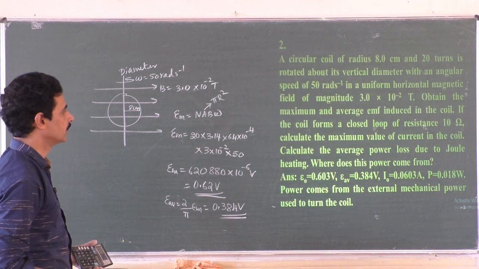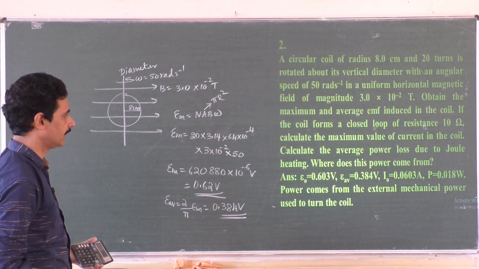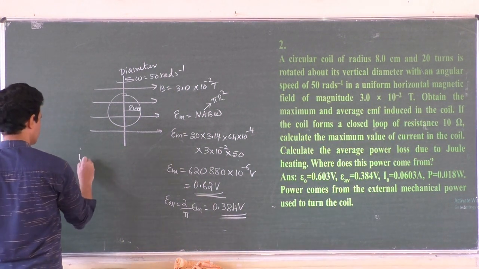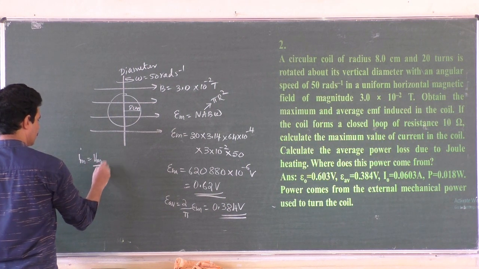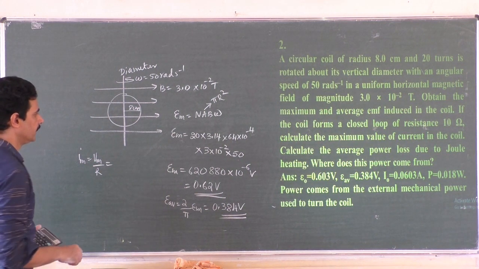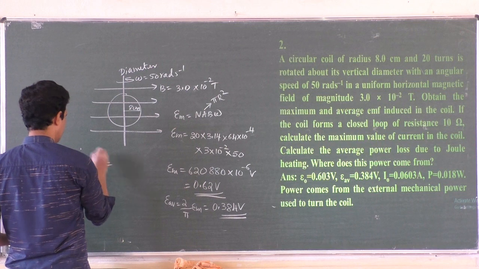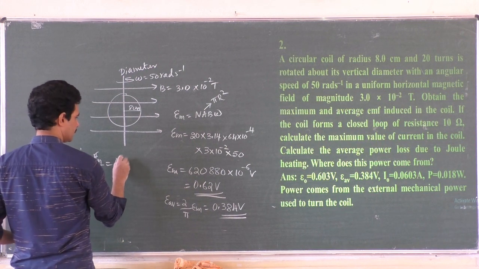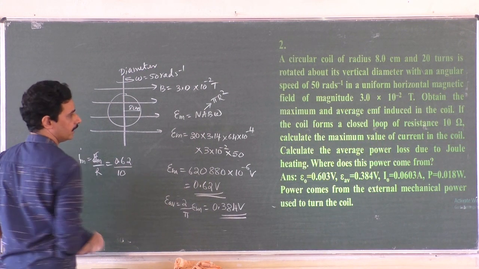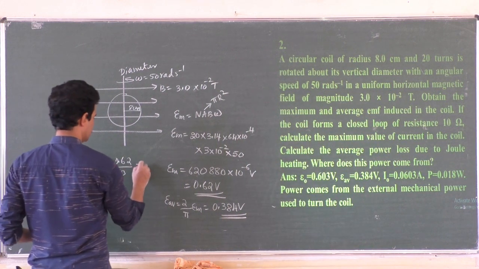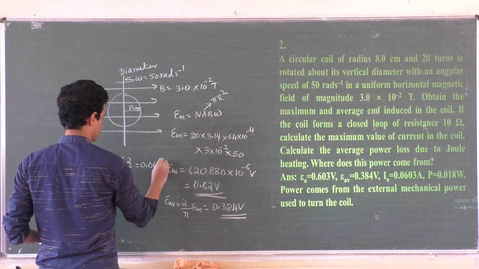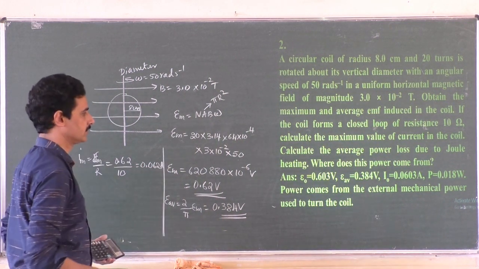Then, if the coil turns in a closed loop of 10 ohm, calculate the maximum value of current. Im is equal to Vm by R, because only resistance effect here. Vm or Em by R. Em is 0.62 divided by 10. Oh, it becomes easier. 0.062 amperes.